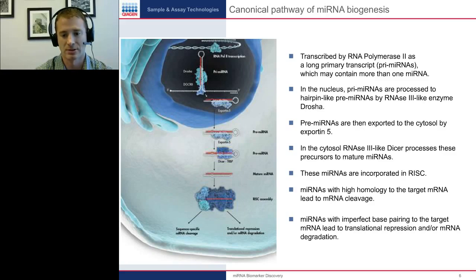The mature microRNAs are unwound, and one strand is incorporated into RISC. MicroRNAs with high homology to their target mRNA can lead to mRNA cleavage, and microRNAs with imperfect base pairing to their target mRNA can lead to translational repression and/or mRNA degradation, and this is the case usually observed in animal systems.